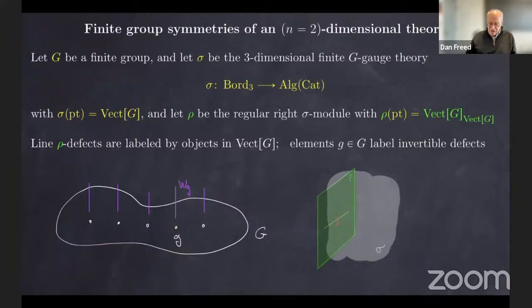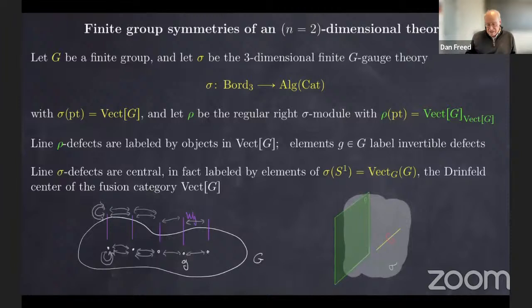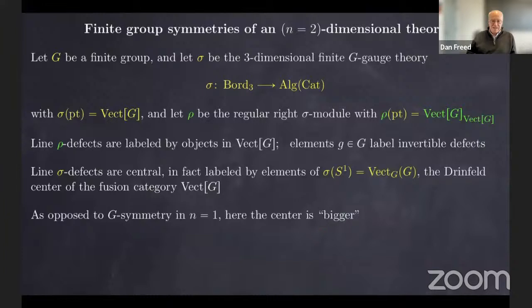And now if we do the line defects in the middle, in the bulk, sigma, the link is again a circle. And now we know what's attached in this three-dimensional gauge theory, this Turaev-Viro theory, what's attached to the circle is the center, the Drinfeld center of this fusion category. And so these are equivariant vector bundles over G. The simple objects are a pair of a group element and an irreducible representation of the centralizer. And so here the center is bigger, right? In the previous case, the center was a sub of the group. But here the center is bigger. So that's the kind of thing that can happen.